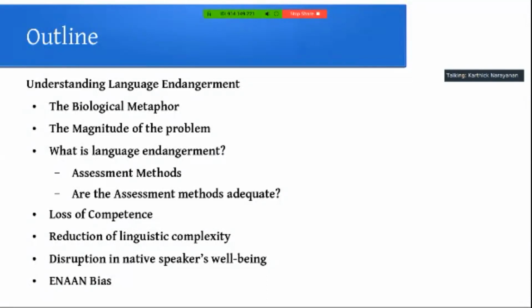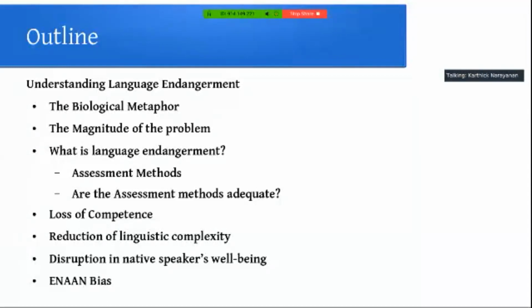Yes, it's clear. Okay. So as I told you, I'll be understanding the problem from the metaphor that we use to conceptualize the problem. Then how big is this problem when we compare it to other ecological disasters that we are facing, and then how do we assess language endangerment? Are there any methods for assessment? I'll be going through them slightly.